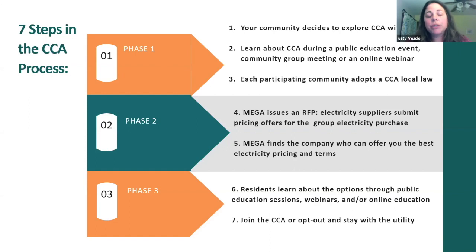Some did it this past winter, others started in the fall, but that step is complete. And the third step, which is the last portion of what we're calling phase 1, is that each community that is interested in doing CCA has to first adopt a local law to enable the program to exist in your community. And as of mid-March, all 13 communities had completed and enacted their local laws.